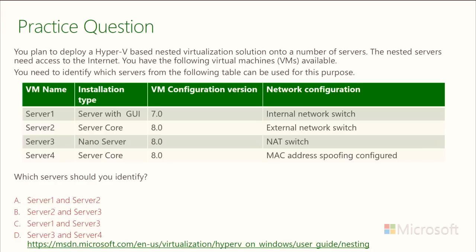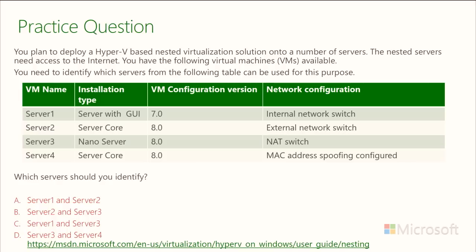So one practice question before we move on to the next module: you plan to deploy a Hyper-V-based nested virtualization solution onto a number of servers. The nested servers need access to the internet. You have the following virtual machines available. You need to identify which servers from the following table can be used for this purpose. We have the table, and this is the type of question you will actually see, where you have the following servers, the VM configuration version, the type of Server 2016 that's installed, and the network configuration.